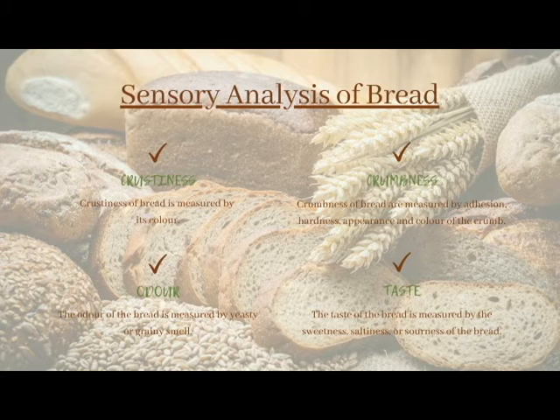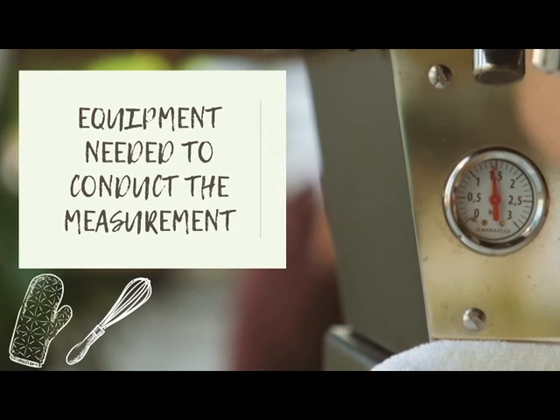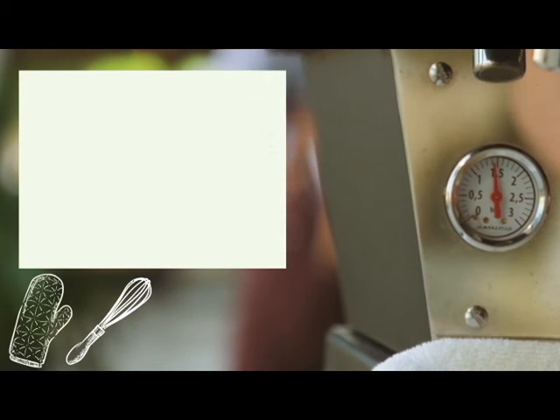Another analysis that can be done on bread testing is sensory analysis, which covers crustiness, crumbliness, odor, and taste. Next, the equipment needed to conduct the measurements.